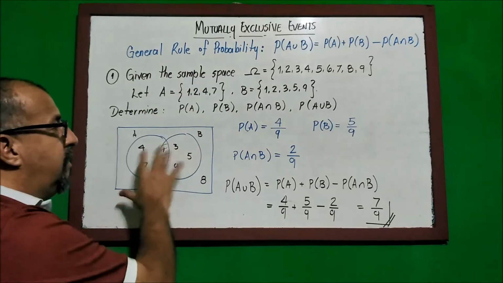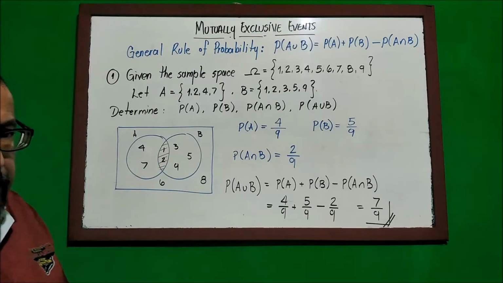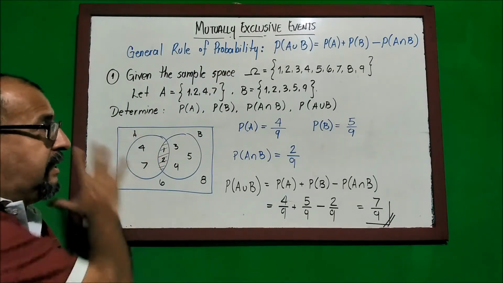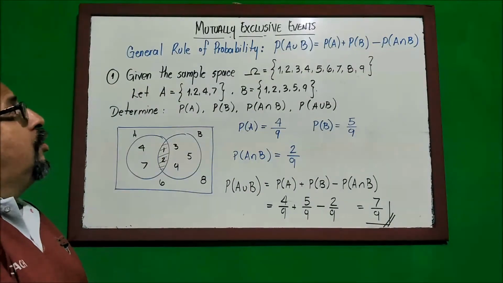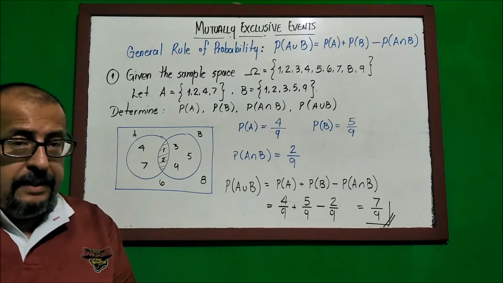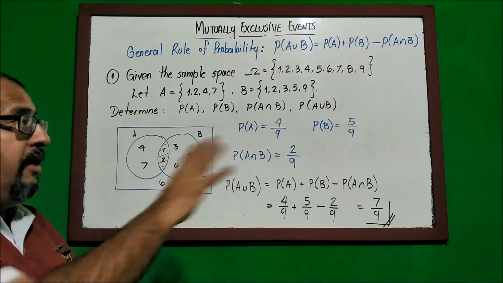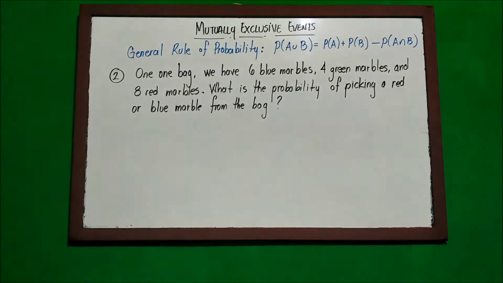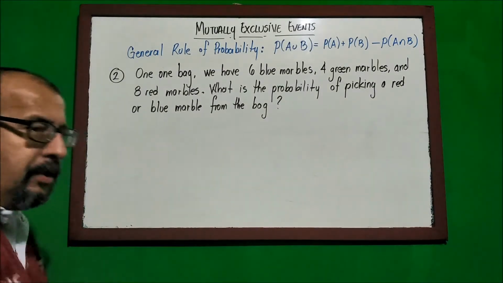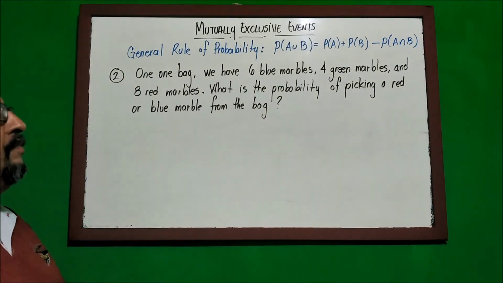I hope that this Venn diagram helped you to get the idea of the problem. This is the general idea on how to apply the general rule for probability. Now let's see another example. Example number 2 takes us to another situation.